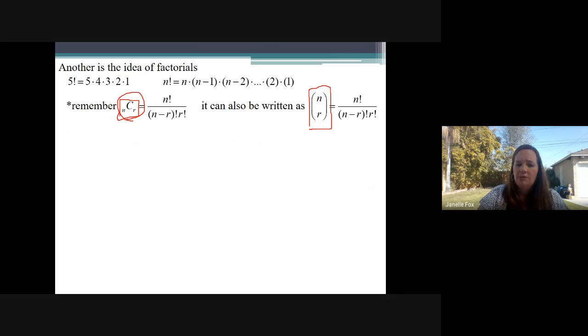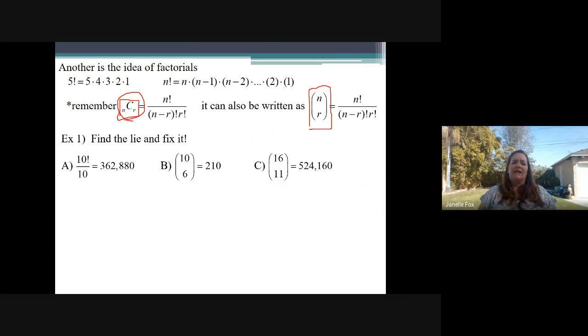Okay, so the next examples say find the lie and fix it. So we're playing two truths and a lie. No reason to not play two truths and a lie. And so I'm going to give you a couple drum rolls to calculate these in your calculator. Remembering that for part B and part C, you should probably be using the nCr notation in your calculator to see if it works. So let's give you 2 drum rolls, and then we'll see if that was enough time for you to figure out which one was the lie.